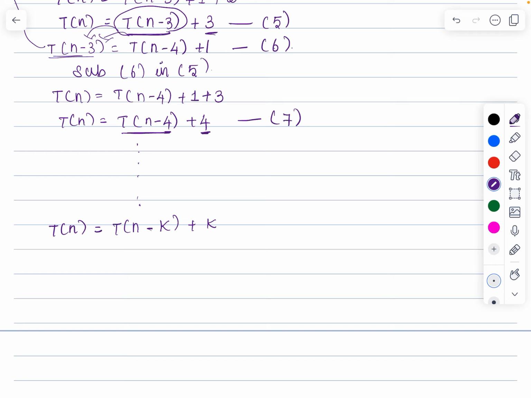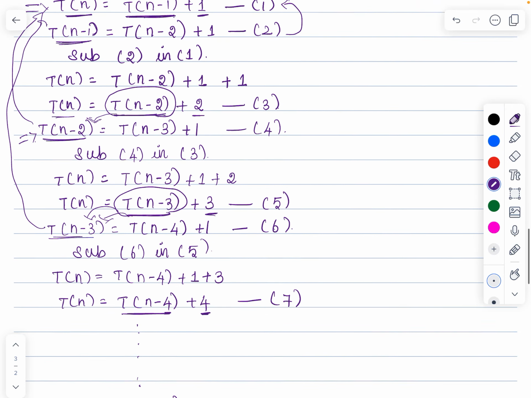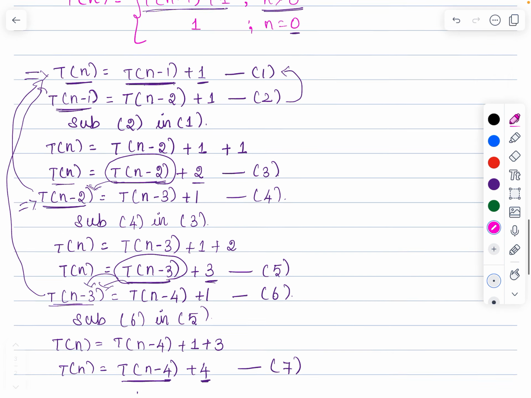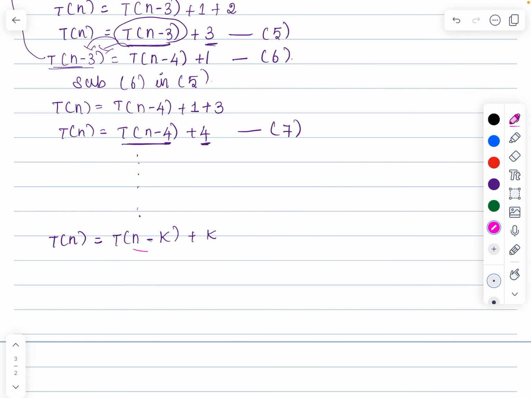So when would it end? When we reach the base case given here, which is when n is equal to 0. When this term becomes 0, it means that we have reached the base case, the algorithm would end, the derivation would end. So when it becomes 0, we write n minus k equals 0, which means we can write it as n equals k. So in the place of k, n can be substituted.